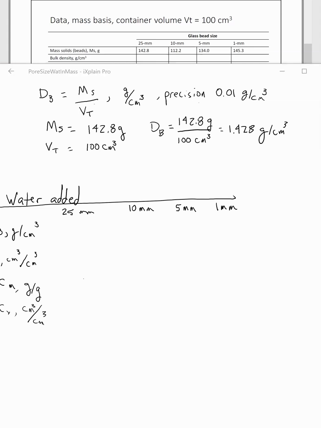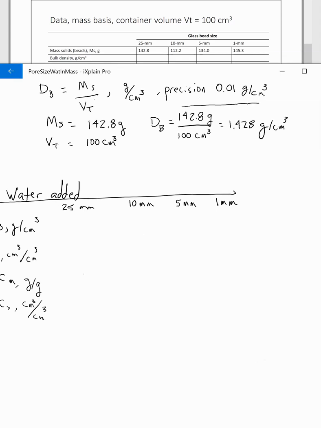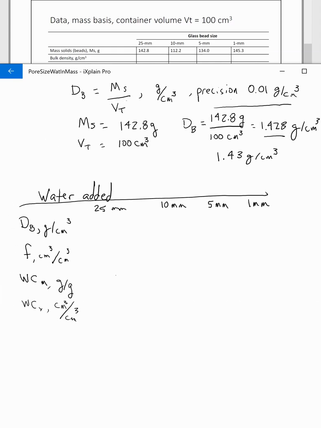However, let's go back and look at our precision. Our precision was 0.01 grams per cubic centimeter, so 2 decimal places. This one has 3, so we have to round, 1.43 grams per cubic centimeter. So I've found now my first bulk density is 1.43. I've got my units listed over here. Now it's your turn. Pause the video and do the other 3 bead sizes.